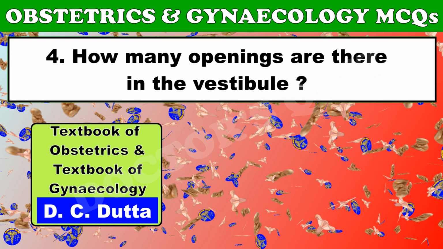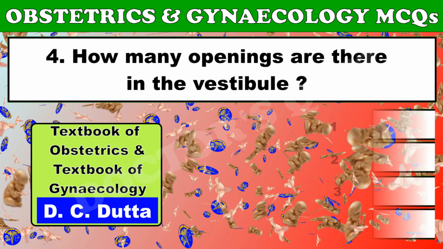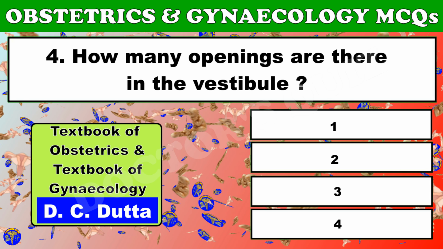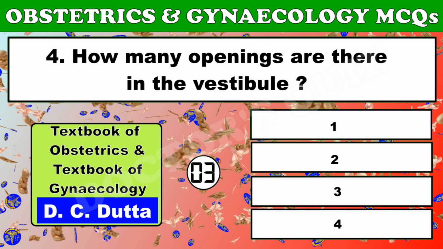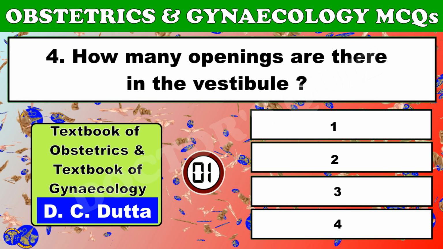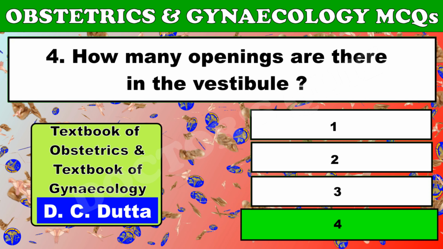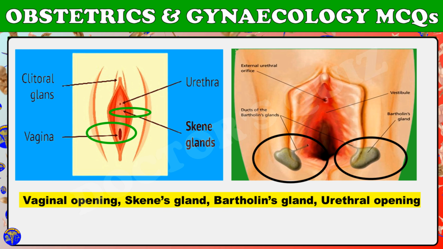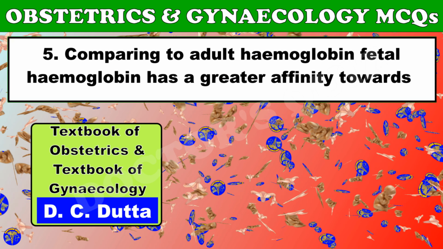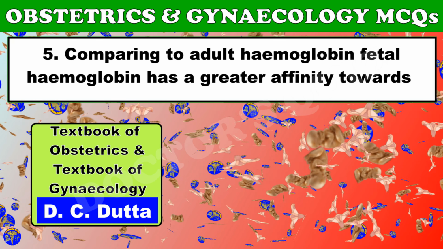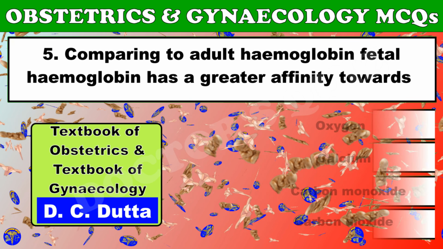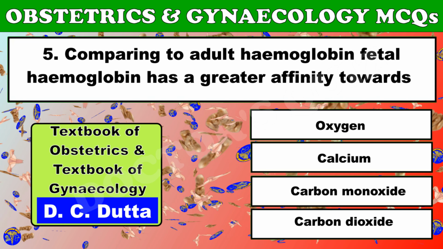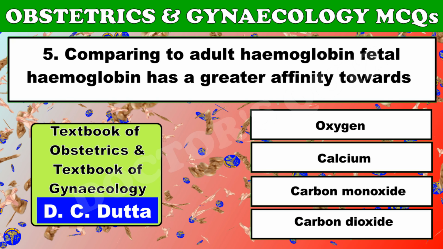The next question is, how many openings are there in the vestibule? Options are 1, 2, 3 or 4. Right answer is 4. They are vaginal opening, Skene's gland, Bartholin's gland and urethral opening. You can see the openings clearly in these images. The next question is, comparing to adult hemoglobin, fetal hemoglobin has a greater affinity towards. Options are oxygen, calcium, carbon monoxide or carbon dioxide.